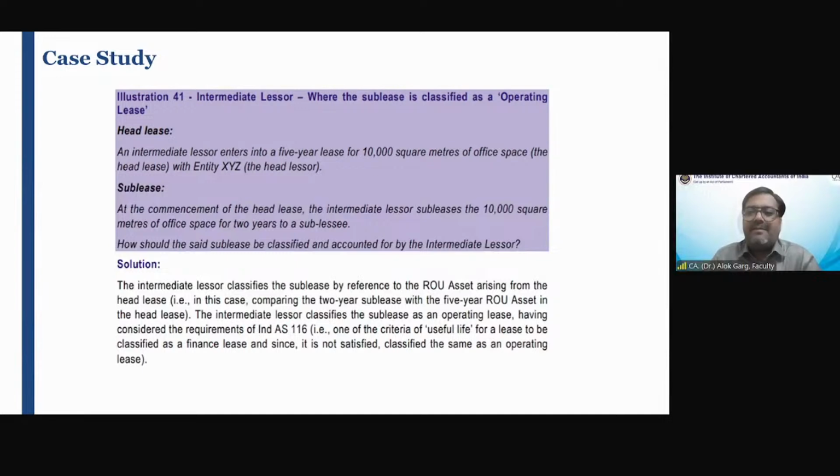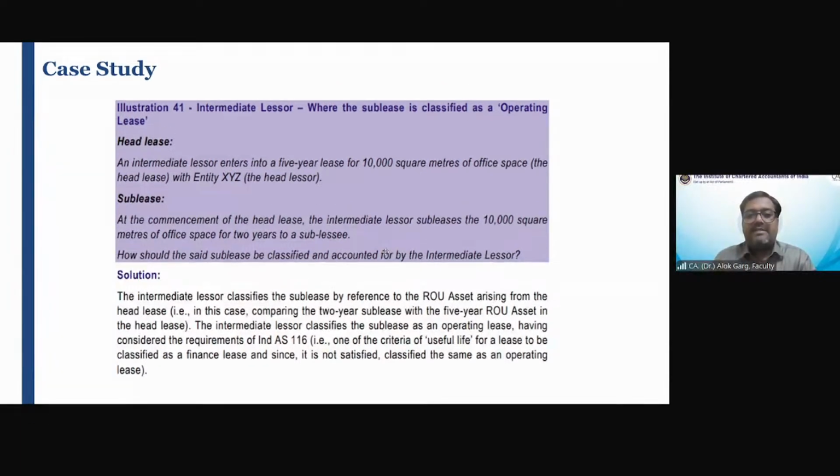क्या होगा इस केस में? 5 साल की लीज थी, 2 साल के लिए सबलीज की है, क्या होगा? Is it an operating lease or finance lease in the books of the intermediate lessor? Operating lease, sir. This will be an operating lease, right?